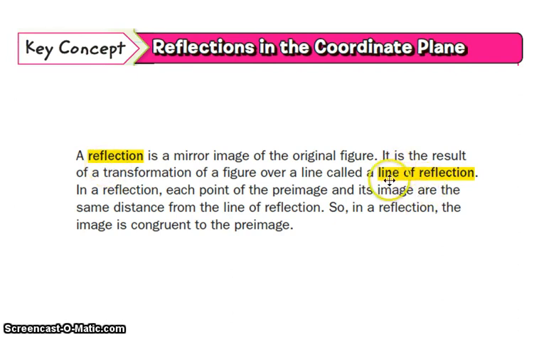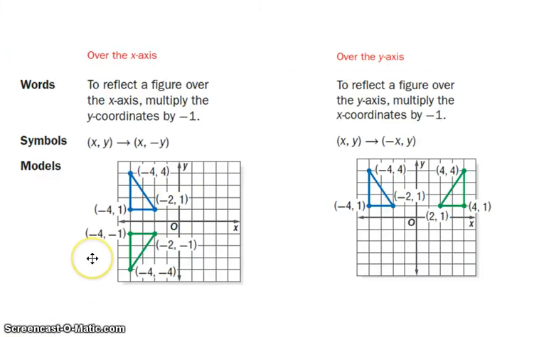When we have a reflection, we always have a line of reflection, and a line of reflection is what we are reflecting it over. Okay, so let's take a look at a couple of reflections here. There's two ways in this lesson that we're going to do some reflections. We're going to talk about reflections over the x-axis and reflections over the y-axis. So if we take a look, let's start with this one, reflections over the y-axis.